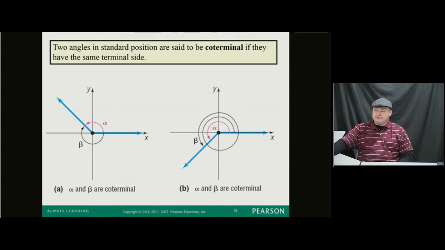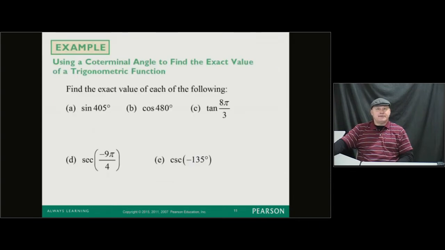So what we're going to do is pick up some angles and some trig functions, and we're going to be able to calculate them. Because you may not be able to calculate a trig function at a given angle, but if you can find a coterminal angle to that, then it's possible. I will warn you that in the next examples, some of these you still may not know how to do. The first one will be okay. We can do the first one here.